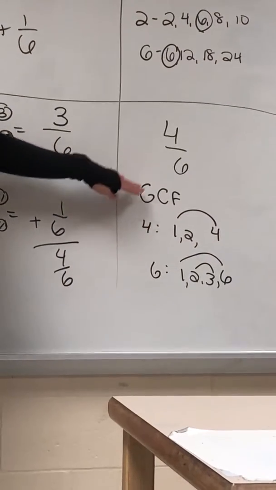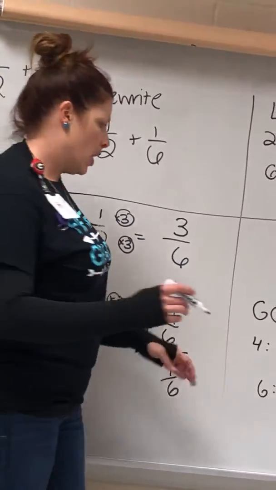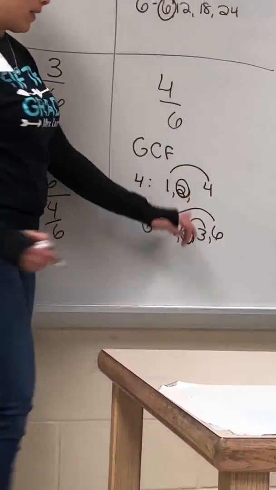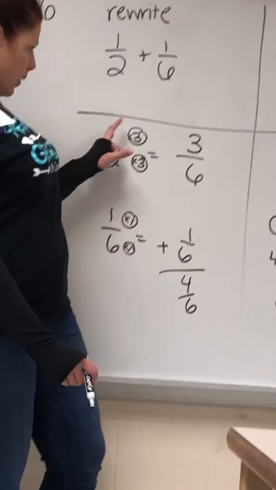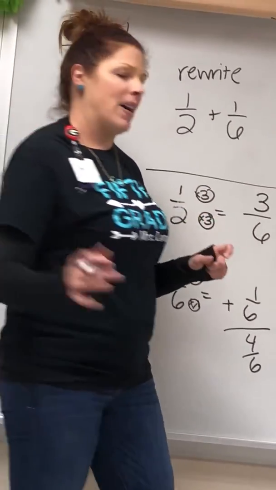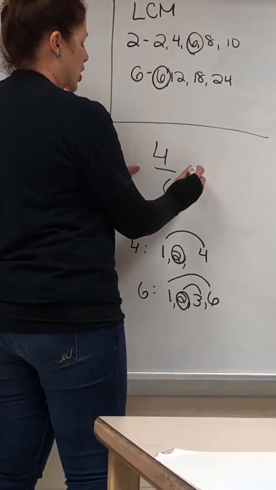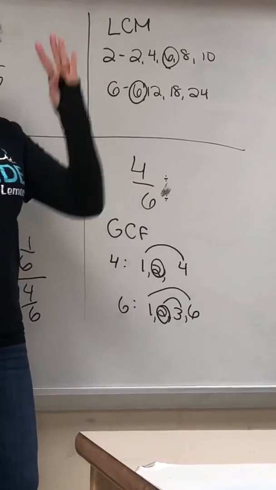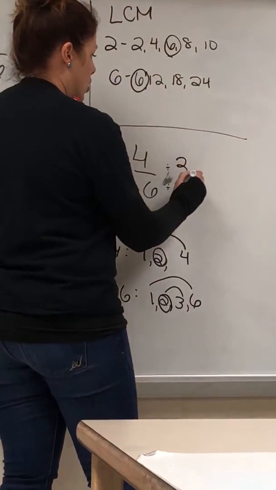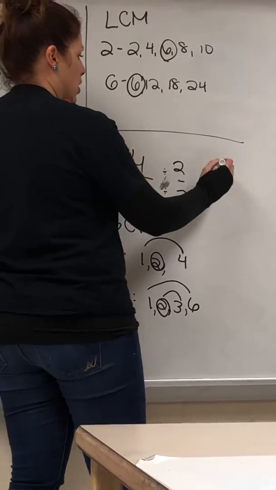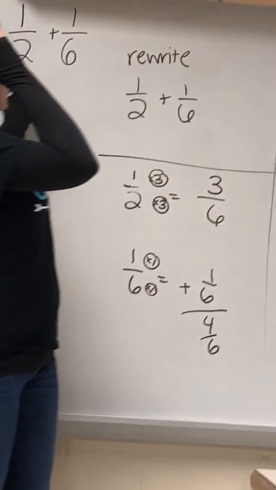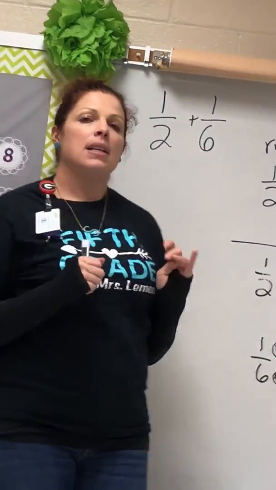Now I'm looking for the greatest common factor, the biggest number that is the same in both lists, and that happens to be 2. Now that I have the greatest common factor, I do the opposite of what I did in this step, and I take it out. I divide, because I'm looking for a fraction that is equivalent to 4/6, but is simpler than 4/6. So I'm going to take 2 out of the top and the bottom. 4 divided by 2 is 2. 6 divided by 2 is 3. 2/3 is in its simplest form, and it's my answer. So my answer to 1/2 plus 1/6 is 2/3.